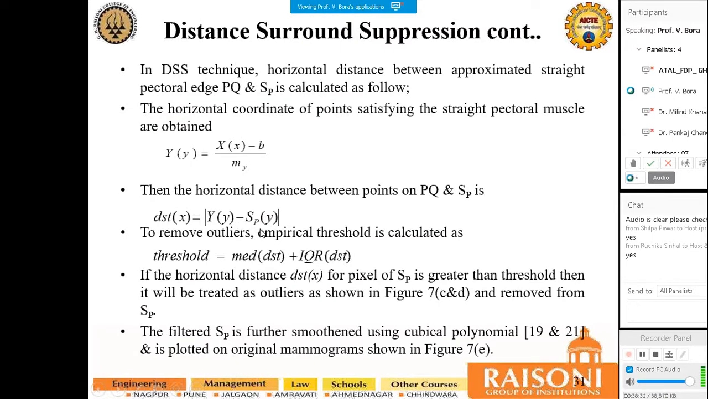And then an empirical threshold to remove the outliers was applied. Now a distance which is very, very far away, which gives a very large value, will definitely be an outlier. Now how do we remove all the outliers? For that, statistical analysis was done, and from there the threshold was developed, using the median of DSP and the IQR. This is the interquartile range, which was calculated from the box plot basically.